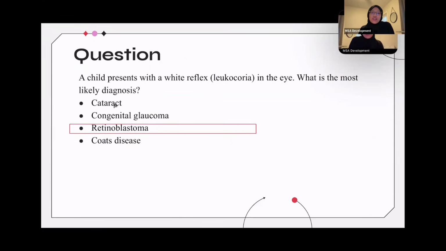Cataract is not the most common in children. And Coats disease is very rare. Cataract can happen at birth, but it's bilateral with infection, so it's not really like a tumor or causing a white reflex. It's more of a white opacity.